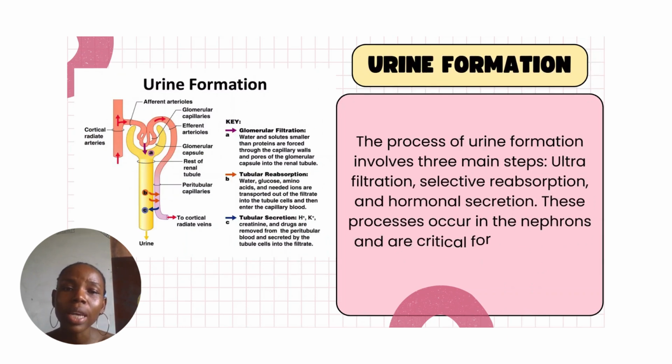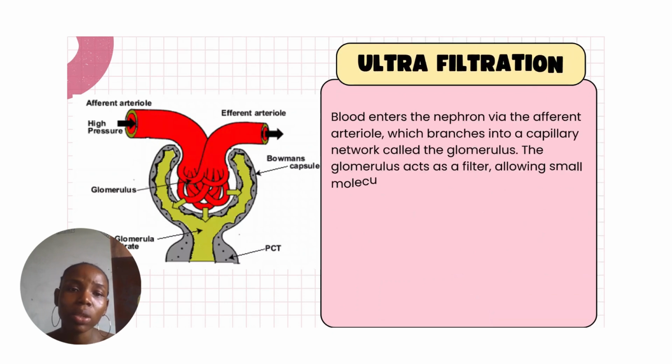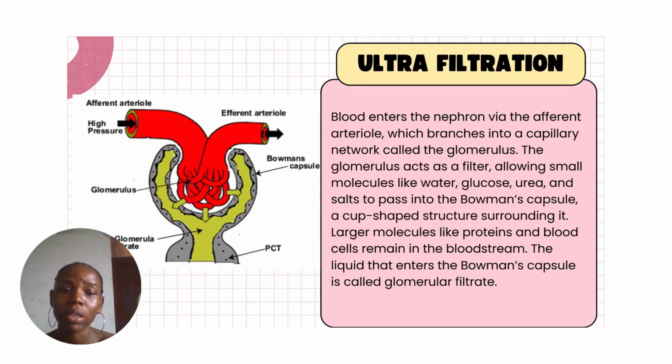Now, let us take a look at how the urine is being formed. The process of urine formation involves three major steps. The first one is ultrafiltration. The second one is selective reabsorption. And the third one is what we call the hormonal secretion. Now, let's take a look at what ultrafiltration means.